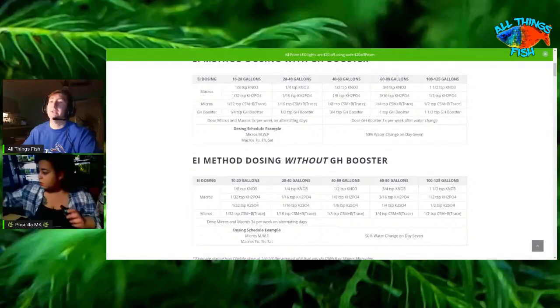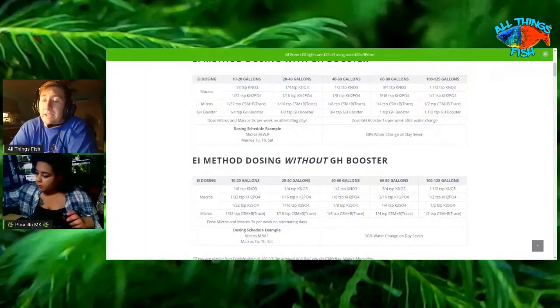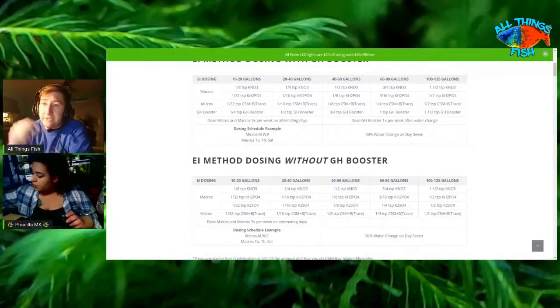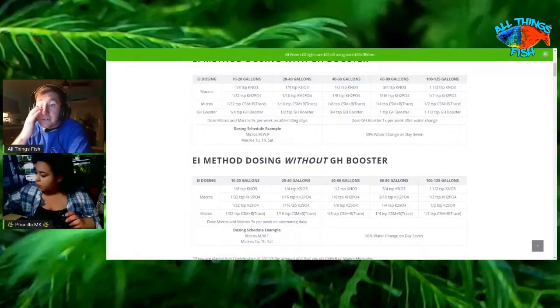And here you can see how the Estimative Index breaks down. Like I said, you're going to do your macros one day, your CSM plus B, that's your trace elements, another day. And you'll alternate every other day with your macros.